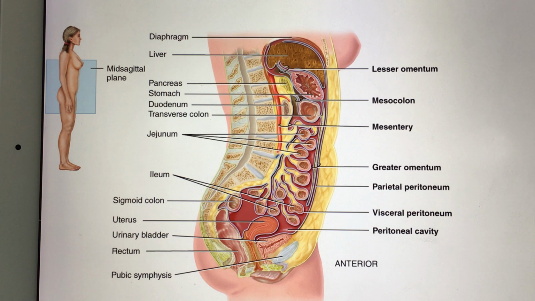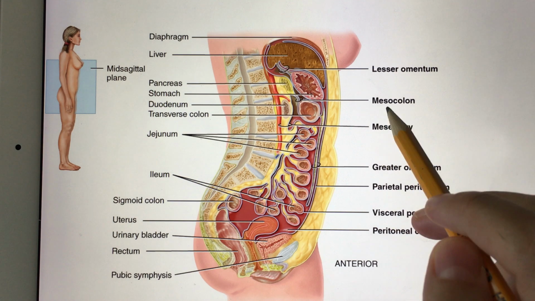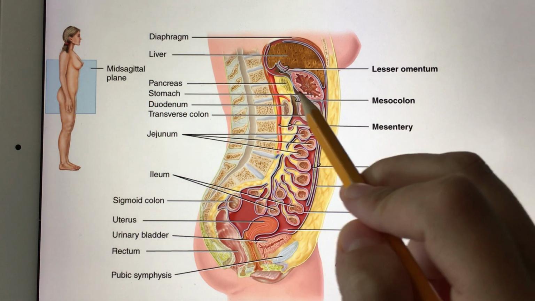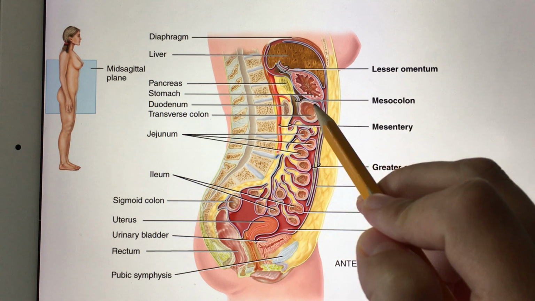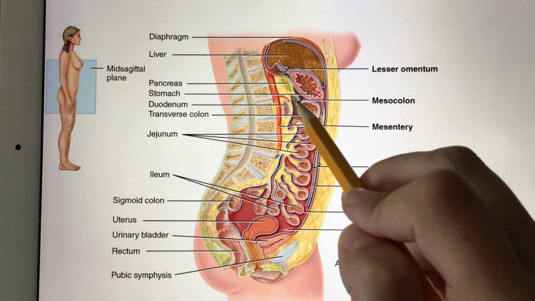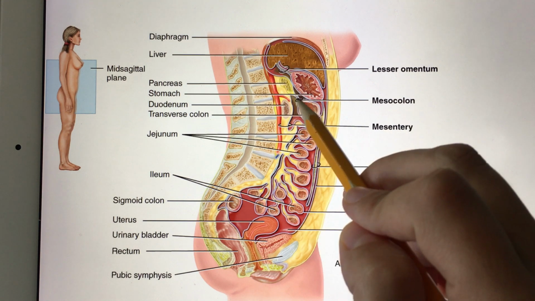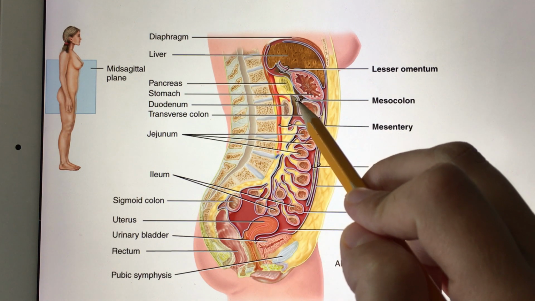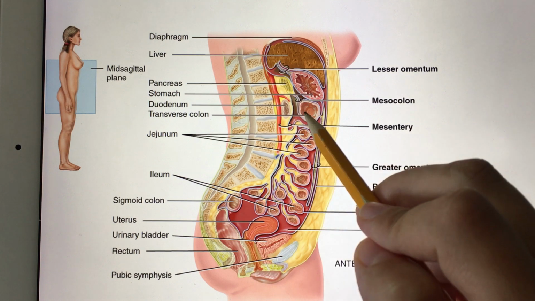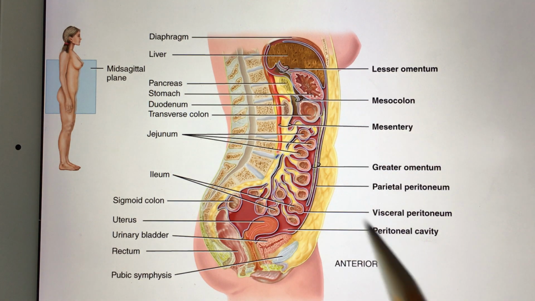The next and last part of the peritoneum is the mesocolon, right here, and it's this piece right here. This is the transverse colon, and this is the pancreas. So it's kind of like a little connector between the pancreas and the transverse colon. The mesocolon binds the transverse colon and sigmoid colon of the large intestine to the posterior abdominal wall, to the back of the abdominal cavity.